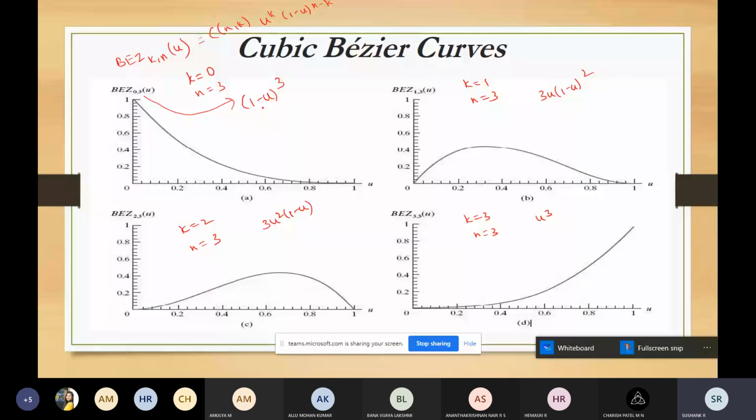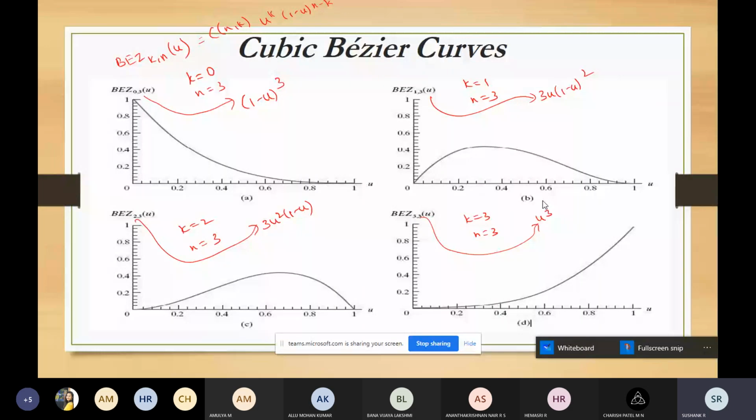When it is Bez of 1 comma 3, you will get this function, when it is Bez of 2 comma 3, you will get this equation, and when it is Bez of 3 comma 3, you are going to get this equation. This is the plot for these functions.